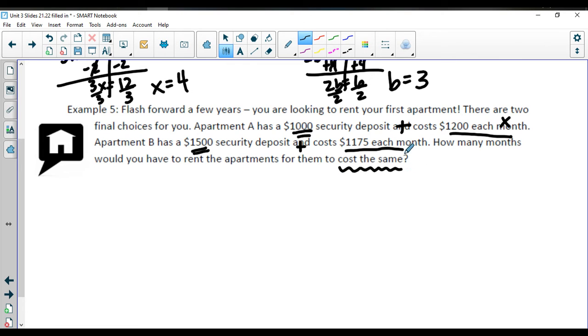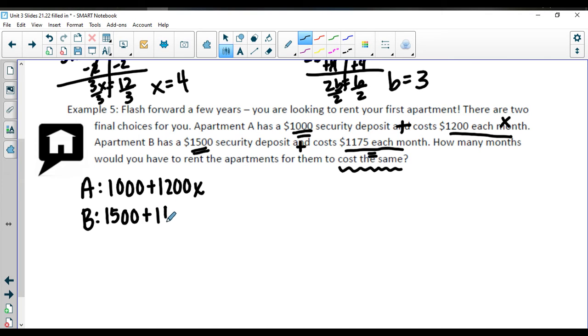This is what you're going to see a lot of times. We're going to look for where these two things are equal. And we're looking at how many months. So we were correct in saying that the number of months is going to get the X. So if we're thinking about just apartment A, let's just talk expression. Apartment A is $1,000 plus $1,200 for every month that you stay there. Apartment B is $1,500 security deposit, but the rent's a little bit lower at $1,175 per month. And we want to know when the two of these are going to be equal to each other.